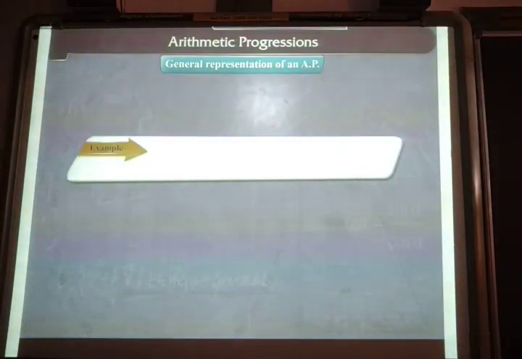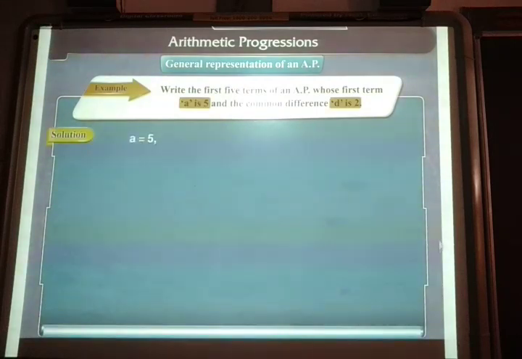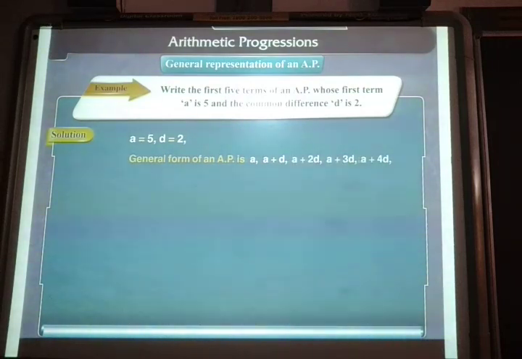Let us now solve an example. Write the first 5 terms of an AP whose first term A is 5 and the common difference D is 2. The general form of an AP is A, A plus D, A plus 2D, A plus 3D, A plus 4D, and so on. We know that T1 is equal to A and it is given as 5. T2 is equal to A plus D, which is equal to 5 plus 2, which is equal to 7.